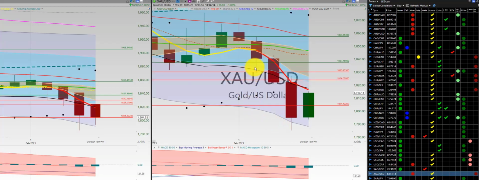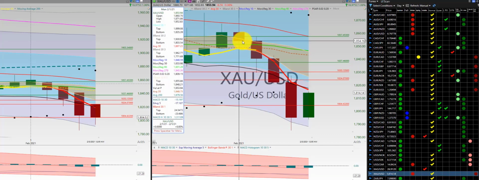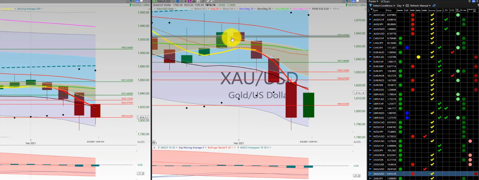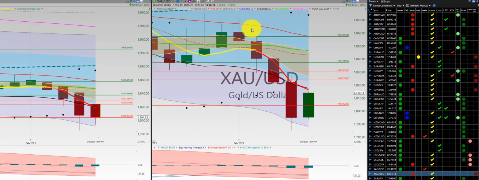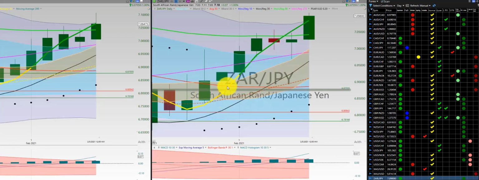Gold US dollar, same thing. Had a 1, 2, and then out for loss, which showed significant unless you had your target here at the 30 moving day average. But here, beautiful 1, 2, 3 punch out. South African and Japanese yen, we did not chase this, and no trade for the entire week.